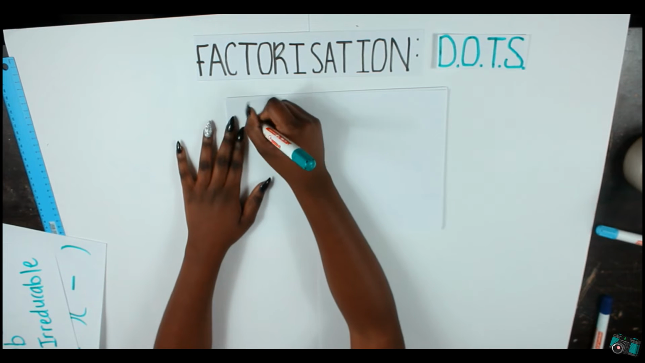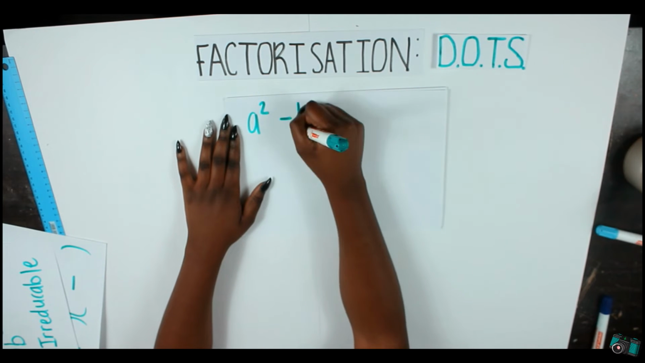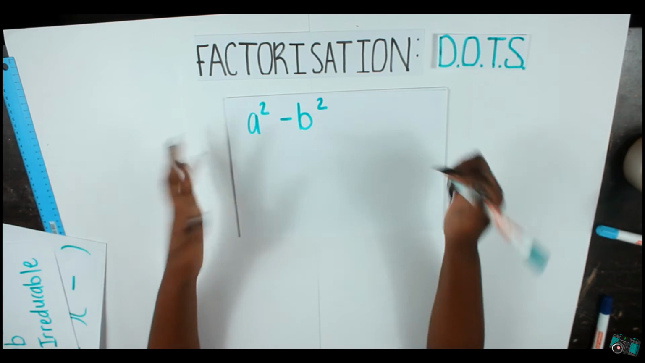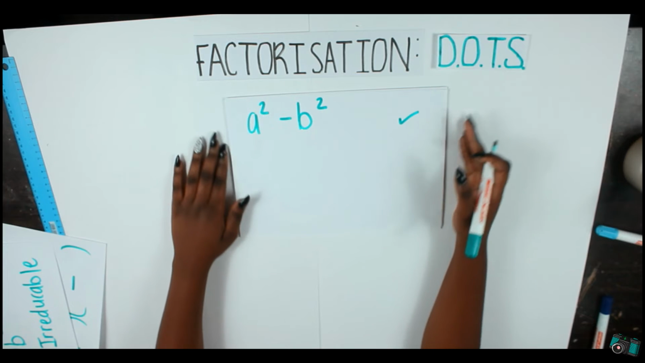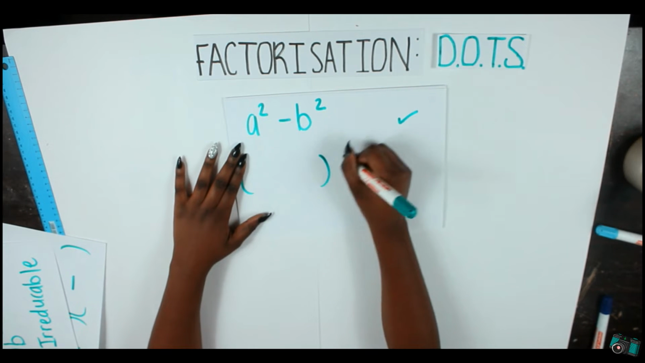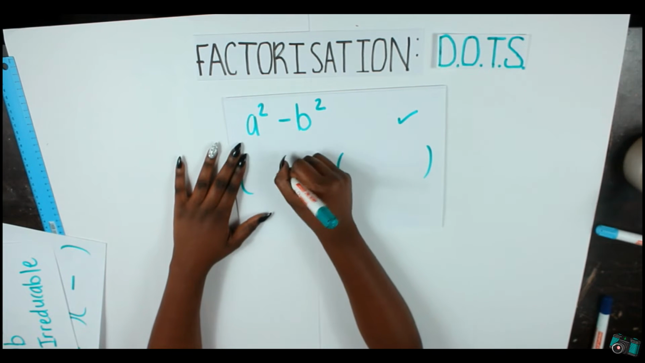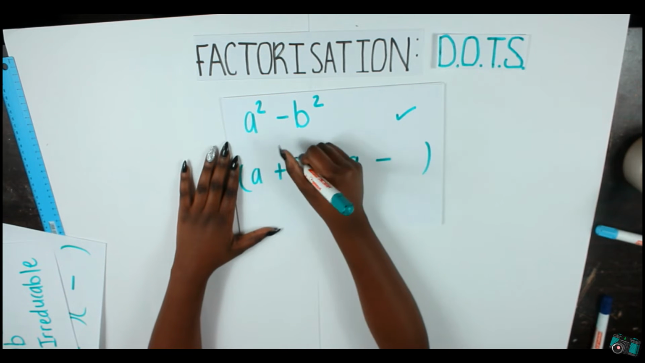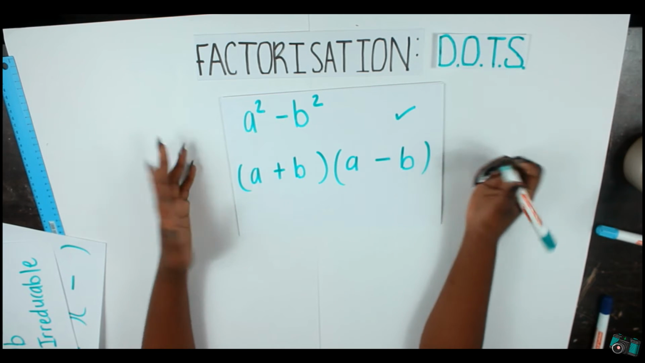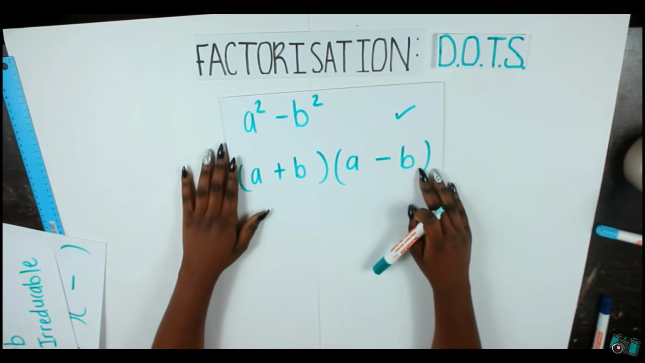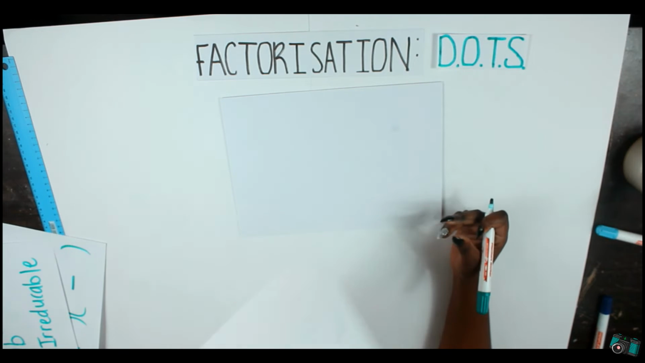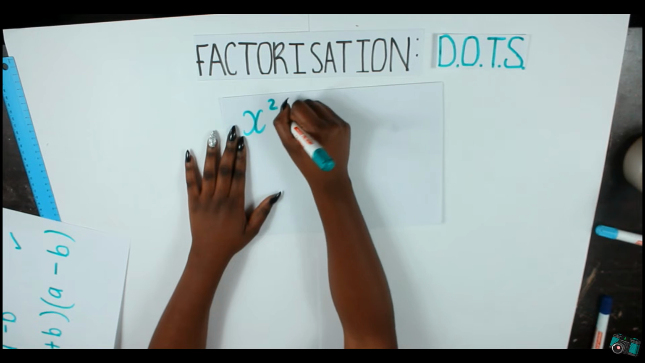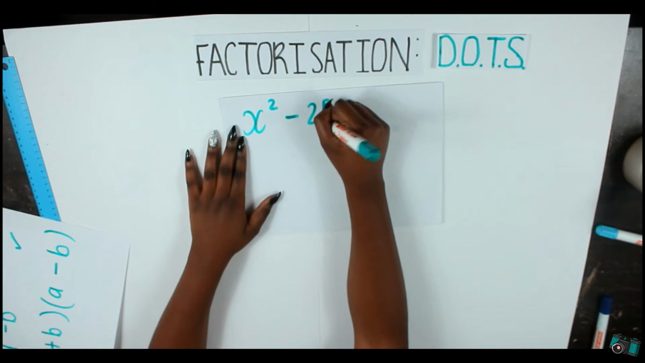Okay, so let's say it's a squared minus b squared. Is everything manipulated to the power of 2? Yes. Now you can introduce your two brackets. It's going to be plus, it's going to be minus. One for you, one for you, one for you, one for you. And that's your answer. Everything is one term. Okay, another one. So you have x squared minus 25.